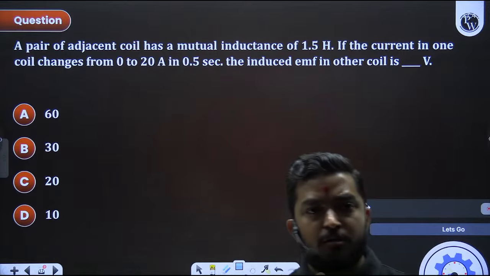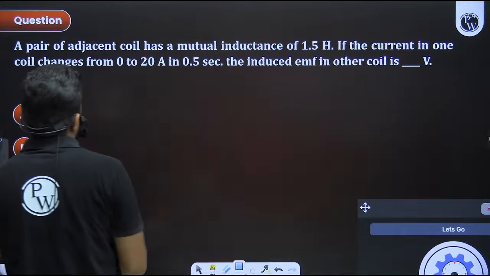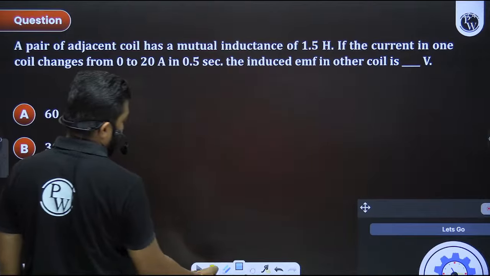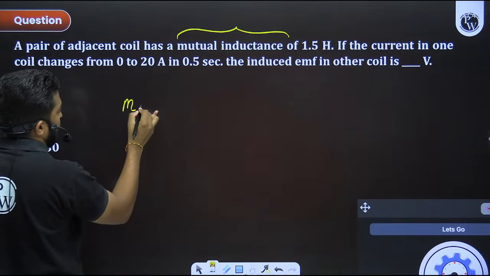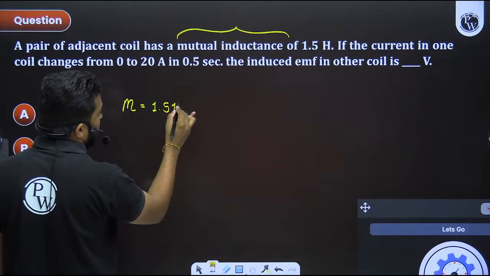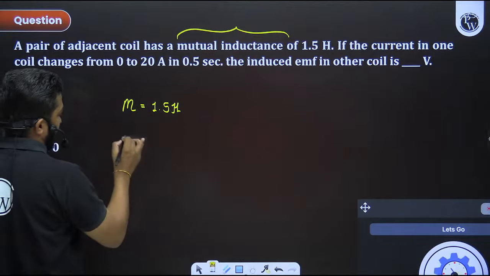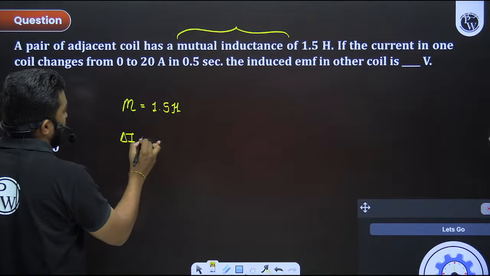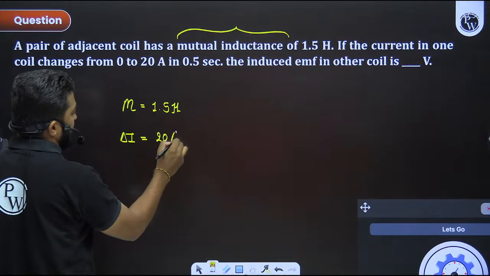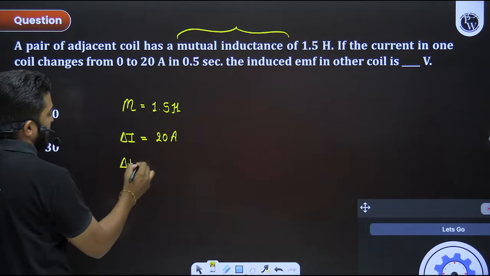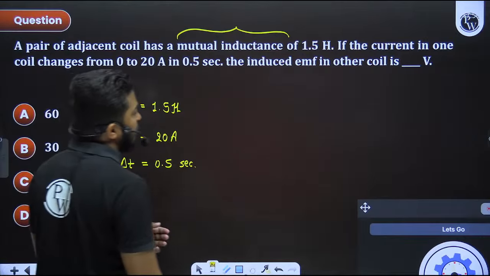Okay, let's continue. A pair of adjacent coils has a mutual inductance. They give the value of mutual inductance, so we can say M is equal to 1.5 Henry. Next, if the current in one coil changes from 0 to 20 ampere, they give the change of current, and I write the final value, 20 ampere. The change of current happens in just 0.5 second, so change in time is 0.5 second. I have to find the induced EMF.